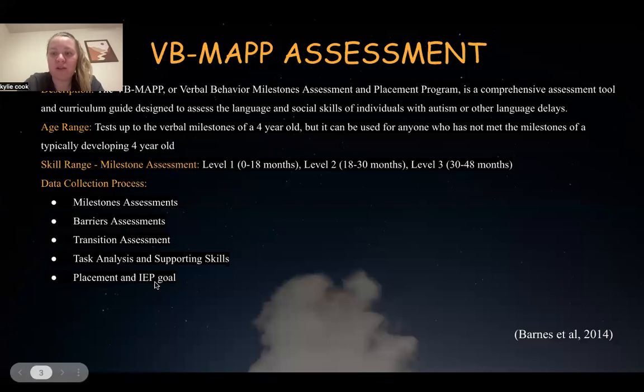The first one is the milestones. It scores a child's current verbal skills and related skills, testing 170 different milestones. There's the barriers assessment, which scores 24 common learning and language acquisition barriers to help identify strategies to overcome them. There's the transition assessment, which scores 18 different assessment areas to see if the child is making meaningful progress. Then there's the task analysis and supporting skills, which helps identify and test skills that are directly related to the milestone assessment. And then there's the placement and IEP goals, which provide direction for each of those 170 milestones and suggestions for IEP goals.